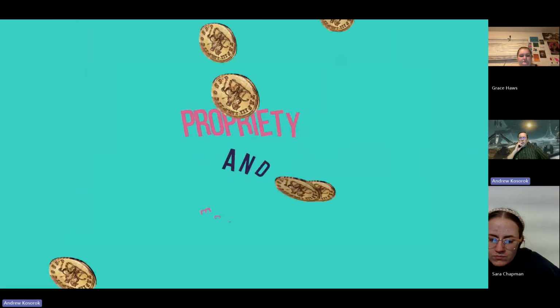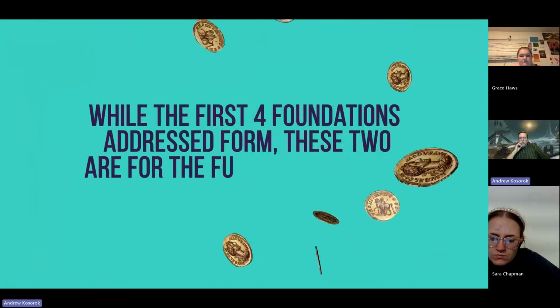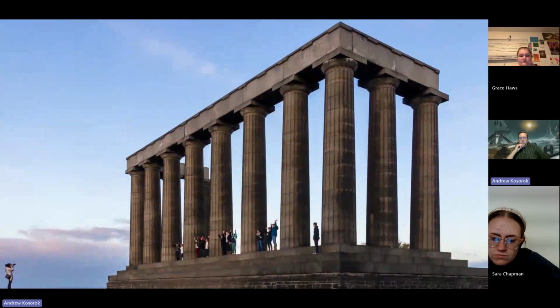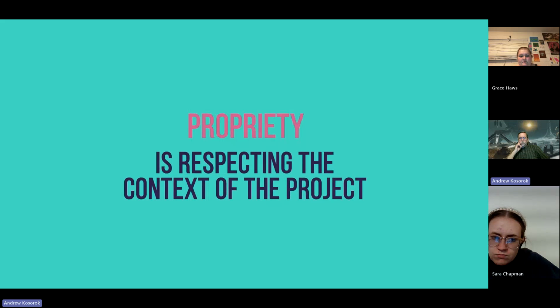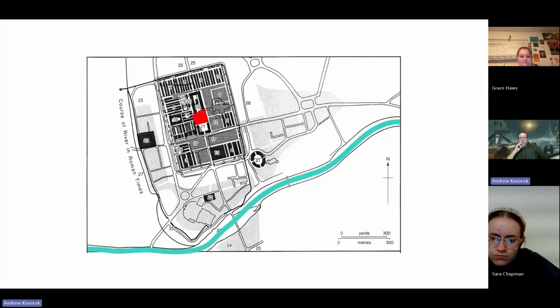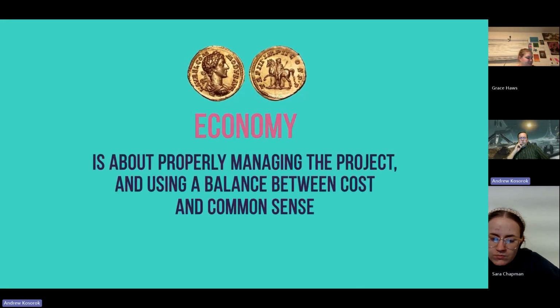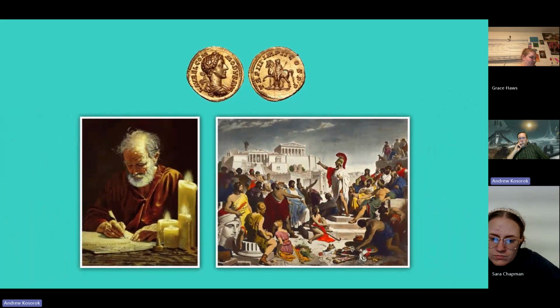The last 2 principles are propriety and economy. While the first 4 foundations addressed form, these 2 are for the functional aspect of the design. A beautiful project that lacks a proper functional thinking is considered a failure. Propriety is respecting the context of the project, such as opening the top of the Roman temples to have a direct access to the heavens and their gods. This principle asks the architects to understand the usage and the location of their projects. And economy is about properly managing the project and using a balance between cost and common sense, where the ordinary home will be different than that of a wealthy man or statesman.